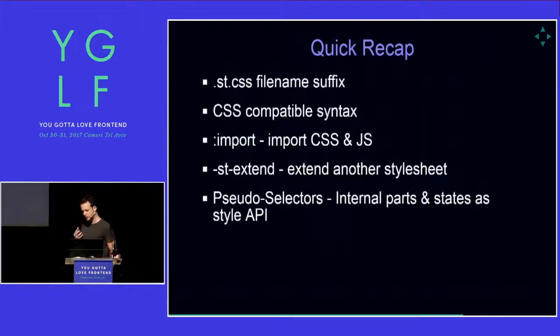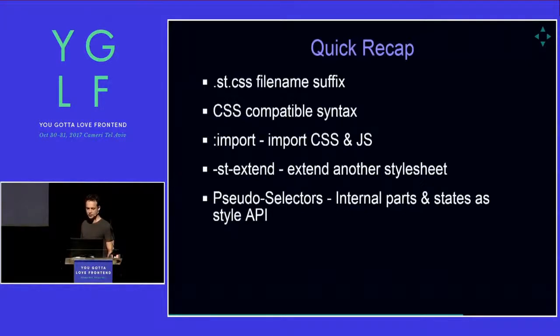So just a quick recap of what we just said. The st.css file name is used to define stylable style sheets. We are trying to be compatible with CSS so we can work with any tools out there. We have an import rule in order to allow us to bring definitions from other CSS and JavaScript files into our style sheets and use them. We can extend with stExtend a CSS class and tell it that it inherits from another style definition. We have custom pseudo-elements and classes that we can expose and abstract our inner implementation with. And with that, we have a basic understanding of how stylable is used.